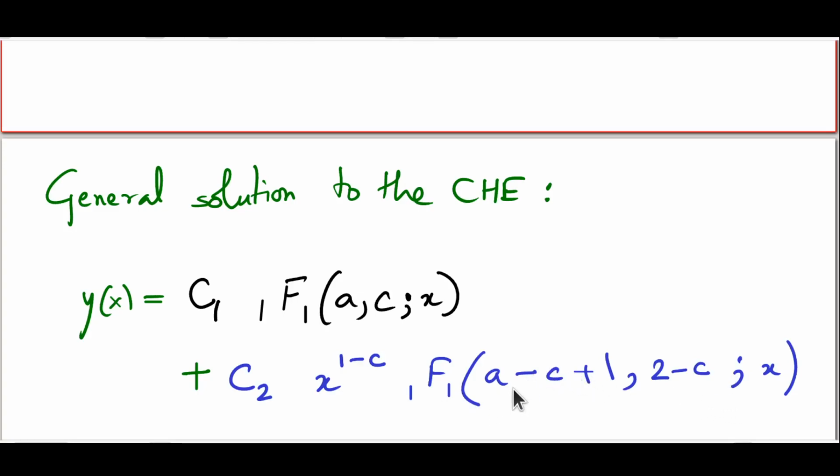This one happens to have a minus c plus 1 and 2 minus c as parameters, of course for the same argument x. And you have two arbitrary constants, c1 and c2, and these two together give you the entire solution in general.